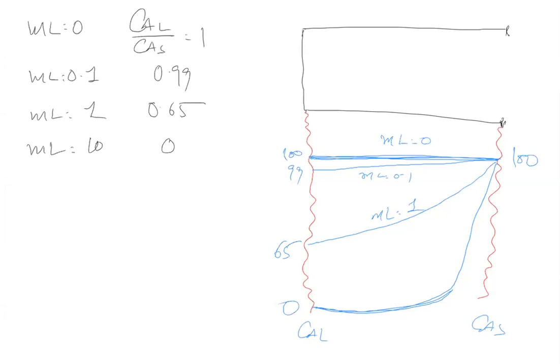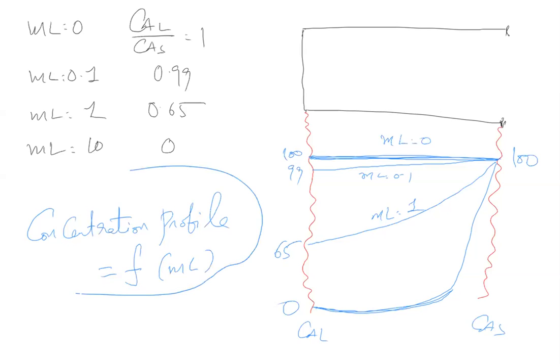So basically, what you should note down is the concentration profile. The concentration profile is basically a function of ml, because ml is the one which decides the concentration profiles. Understand? So will stop for some time. Just understand what I'm trying to do: for various ml values, I'm trying to draw the concentration profiles.